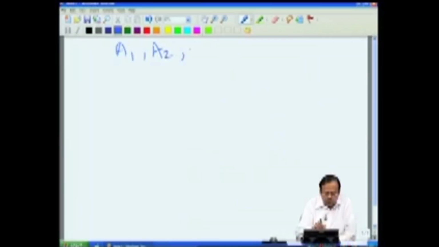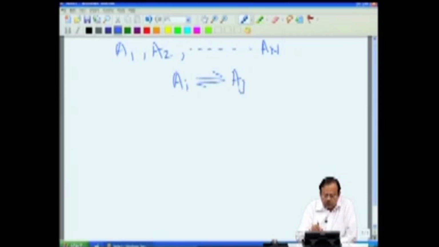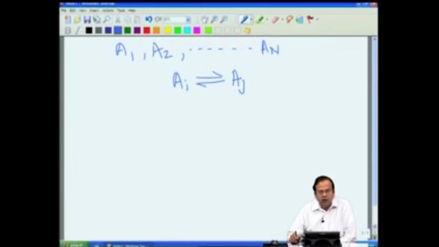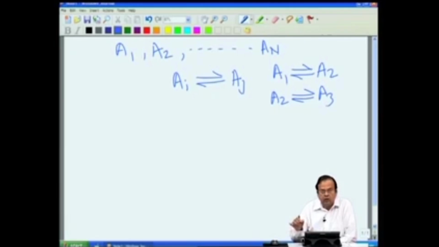Let us say that we have n chemical reacting species. So, these are our chemical reacting species, n species, and there are reactions between these n species which can be represented by Ai going to Aj. i and j are anything between 1 to n. Of course, they cannot be equal because A1 going to A1 does not make any sense. So, we are looking for example reaction networks which are A1 going to A2, A2 going to A3 and so on.